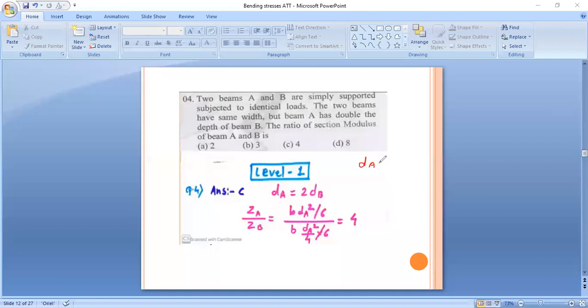So dA, which is the depth of beam A, is equal to 2 times the depth of beam B. So section modulus for A divided by section modulus for B, where section modulus is B d square upon 6. So for beam A, B dA square upon 6 divided by B into dA square divided by 4 divided by 6.